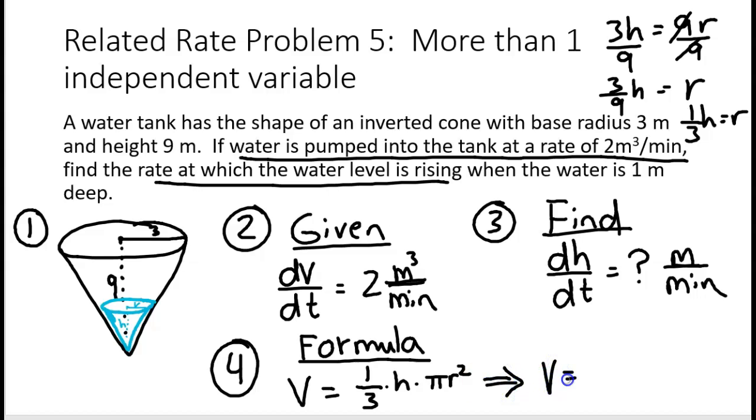And now my formula that I'm going to be using has a v and an h, and it doesn't have any other kinds of variables in it. We don't like these other variables. So I replaced the r with 1/3 h. That's the main thing I wanted to teach you with this particular example.